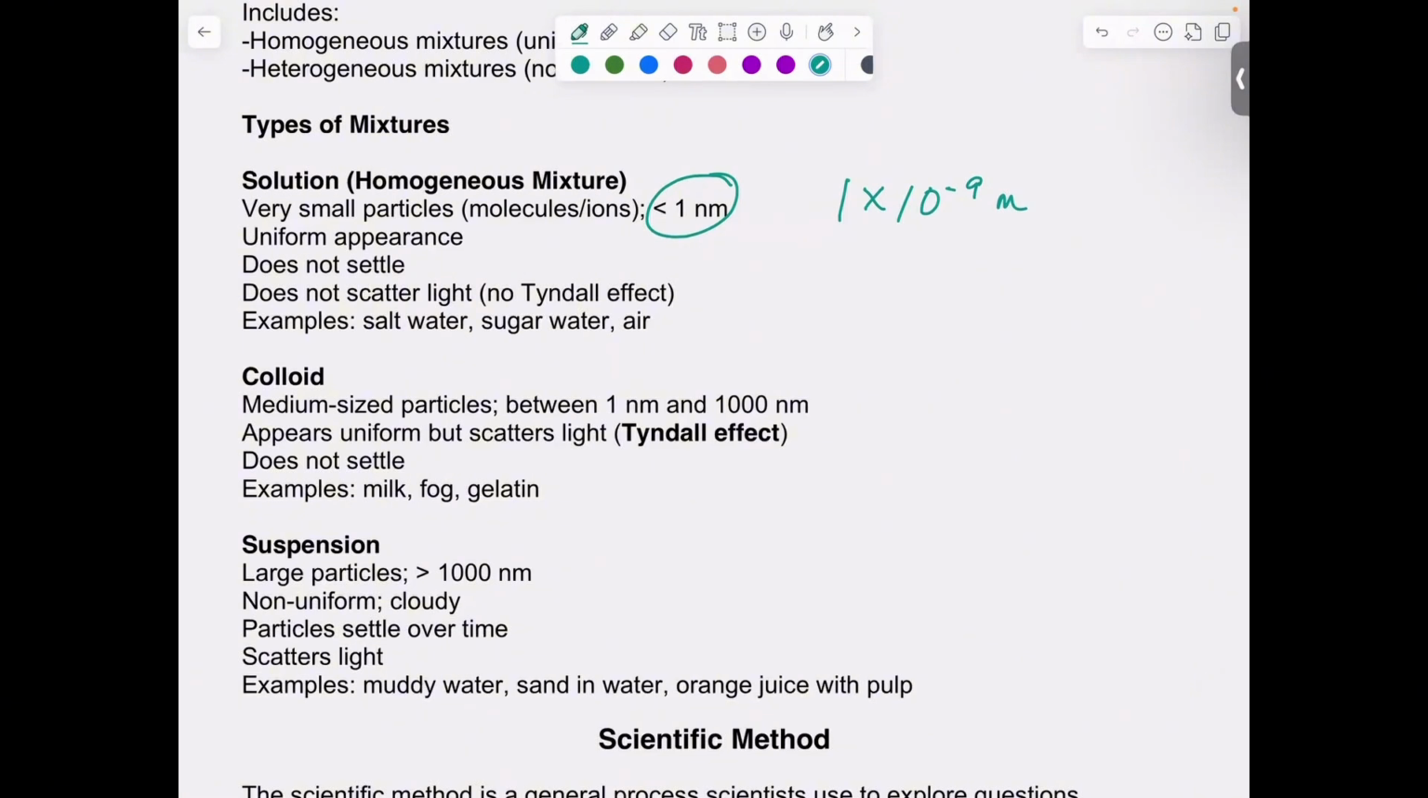Now, suspensions are the largest of all three. They're large particles, so we're talking greater than 1,000 nanometers. This would be non-uniform. You can see the boundaries between the different substances in the mixture and separate them out easily from a visual perspective. Particles do settle out over time, and yes, you would have scattering of light in that situation. Examples would be muddy water, sand in the water, orange juice. You can see the pulp floating around in the orange juice if you get pulp.